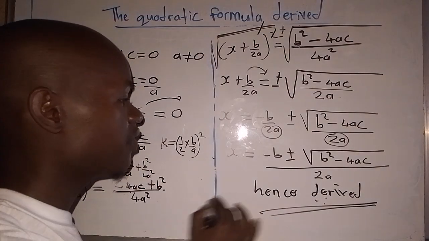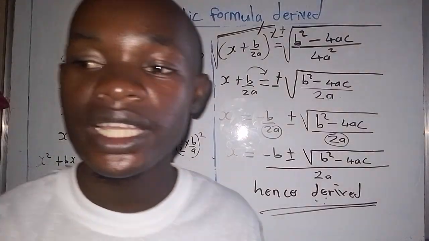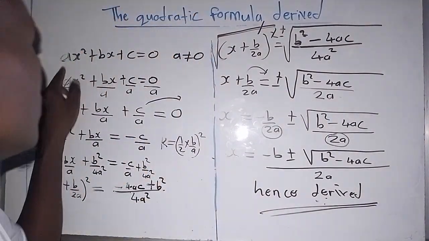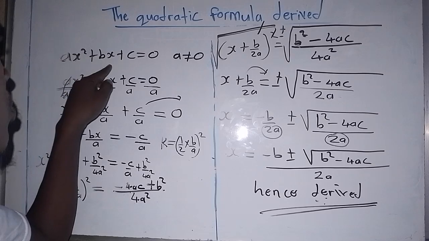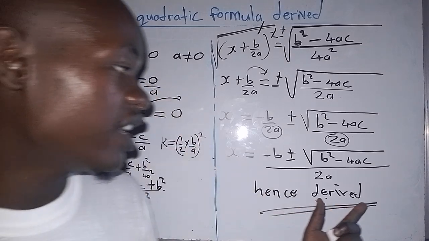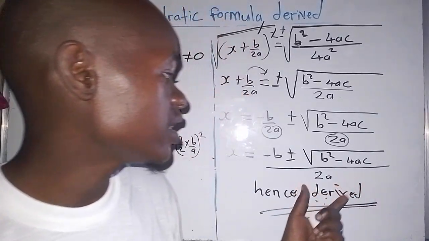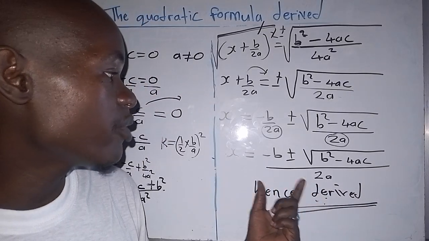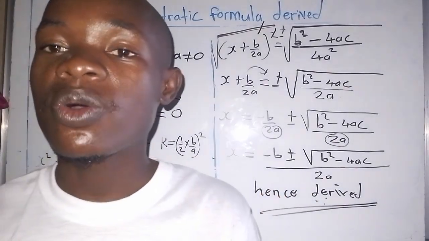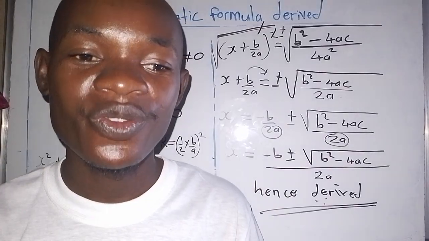Hence, derived. So, I have shown that from ax squared plus bx plus c equals 0, we can form this formula, called the quadratic formula or the Chibas formula.